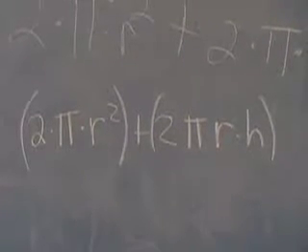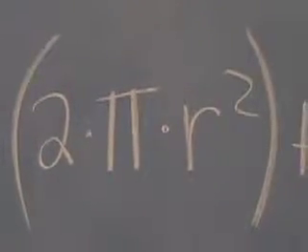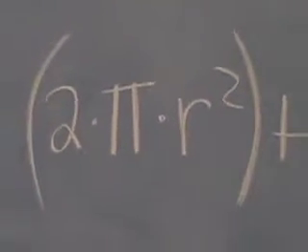All right, what's the formula for the surface area? 2 times pi times radius squared plus 2... All right, let me say it. It's 2 times pi times the radius squared. And when you get that, you add it to 2 times pi times the radius times the height.